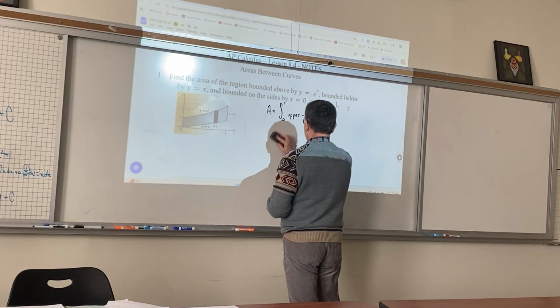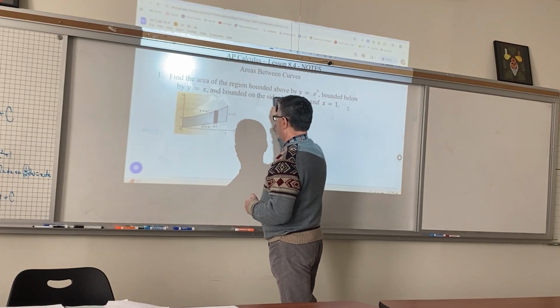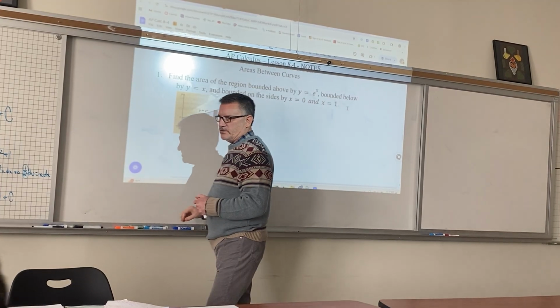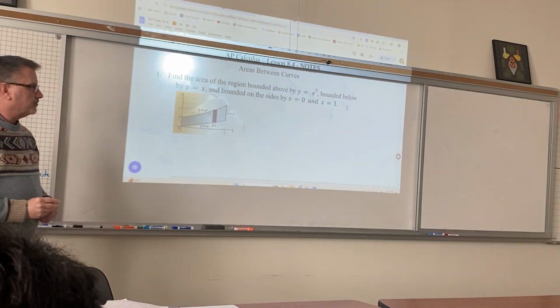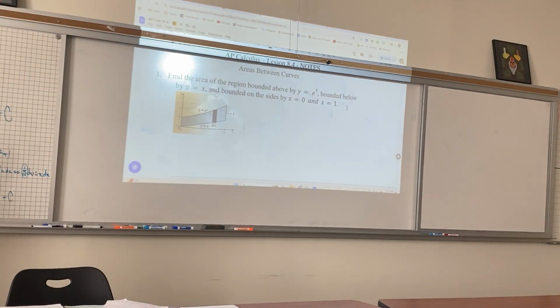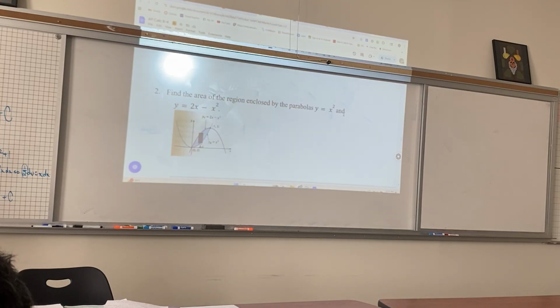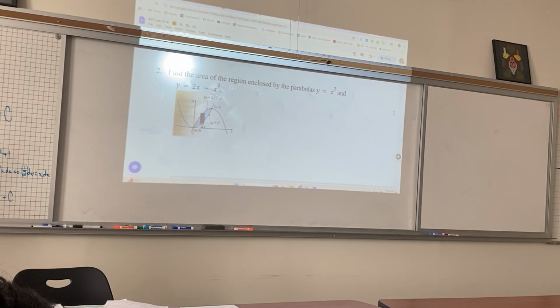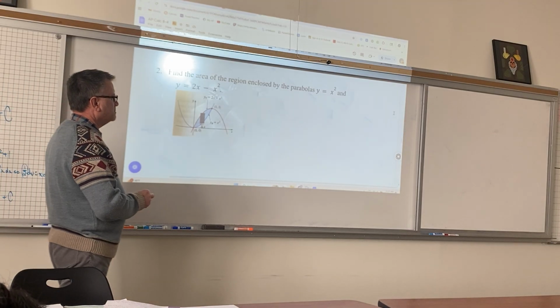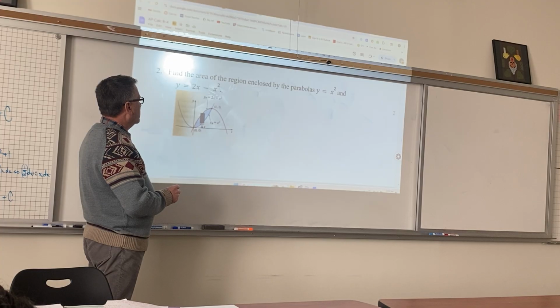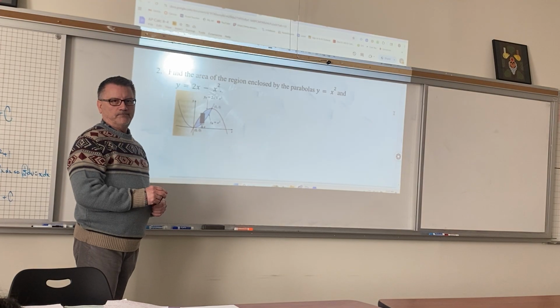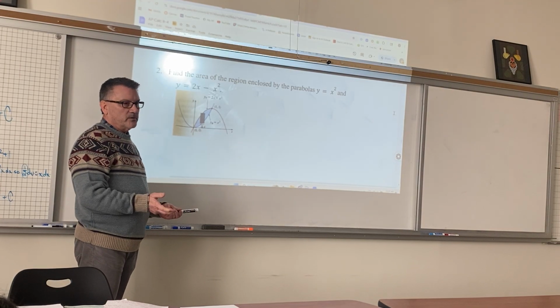And leaving the e in there or leaving the natural log, that's always a more exact answer than putting it in a decimal equivalent, unless they ask you to. So here's the next one. Again, I've provided the functions. Find the area of the region enclosed by the parabola of y equals x squared and y equals 2x minus x squared. It doesn't say which one's above and which one's below.